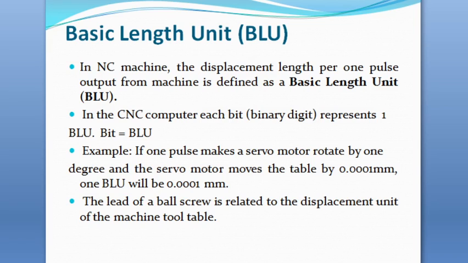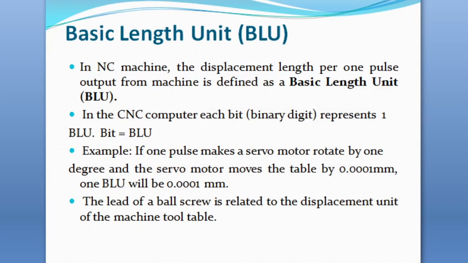What is basic length unit, BLU? In a CNC machine, the displacement length per one pulse output from the machine is defined as the basic length unit. In the CNC computer, each bit represents 1 BLU. One bit equal to 1 basic length unit. For receiving each pulse, the length of movement is the basic length unit.